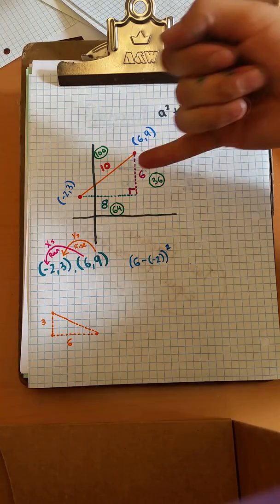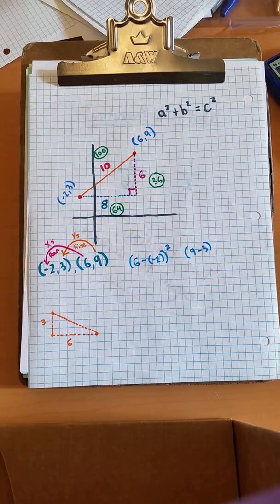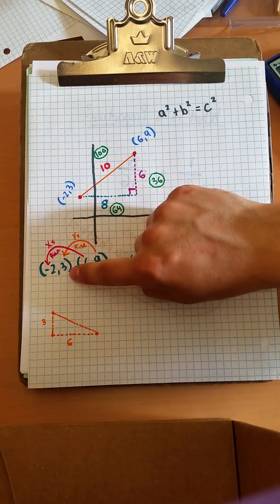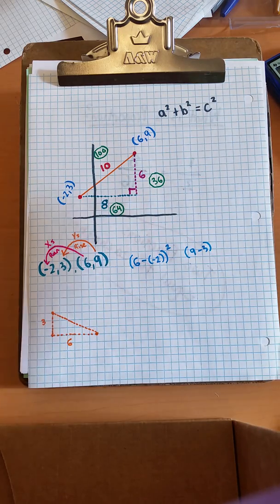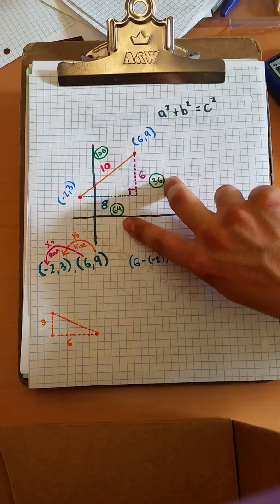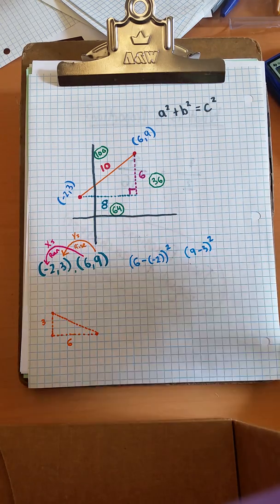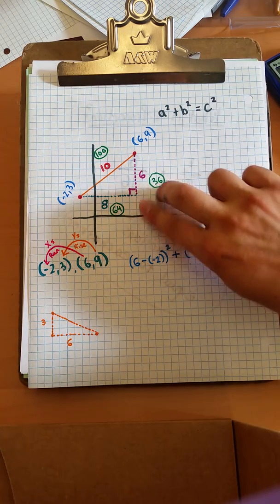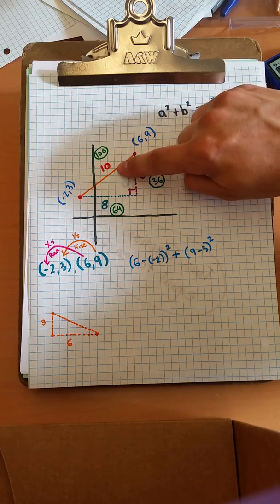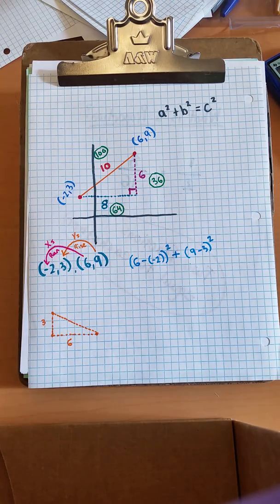We square that to get 64. 9 minus 3, which is 6, is going to be our other leg. We need to square that to get 36. We add our two squared numbers together, because a squared plus b squared equals c squared. This whole thing will equal 100 because we added our squared numbers together. To get to 10, we just need to square root 100.